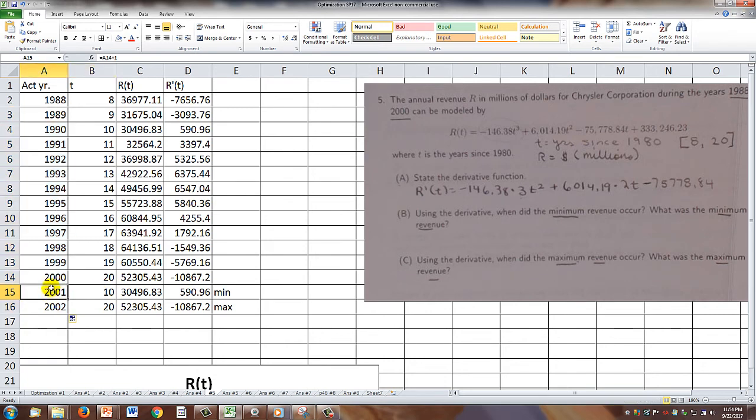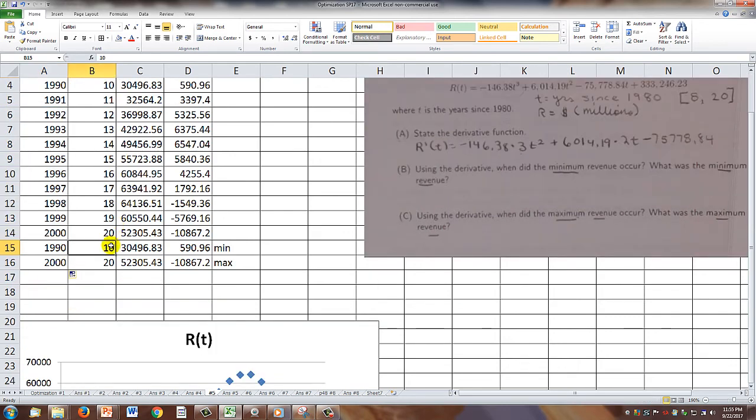And then this didn't work because my formula is different. Let me make this the right thing. So if you're counting years since 1980, then the best thing to do is to type in equals 1980 and then plus this value here. And then if we drag this down, it's going to match up with whatever is over here.